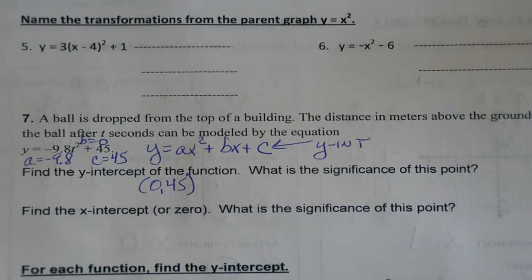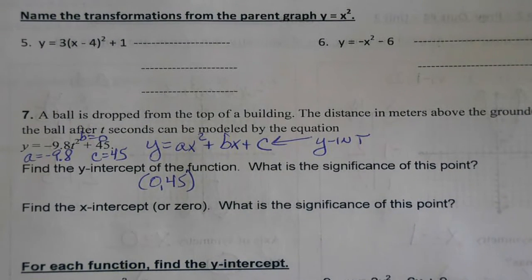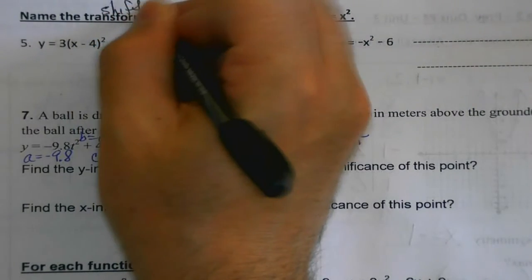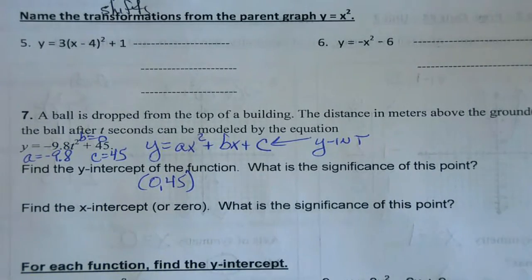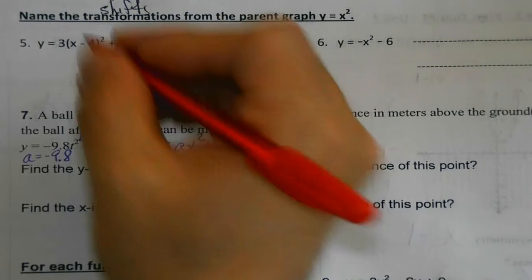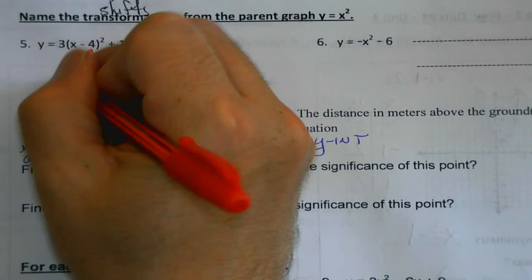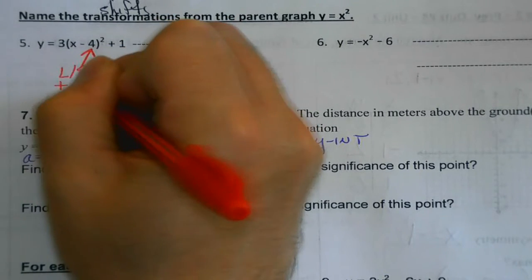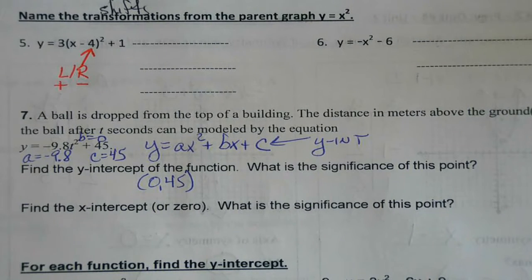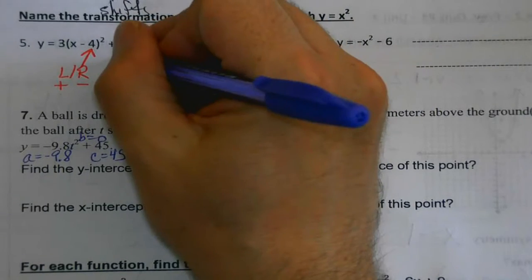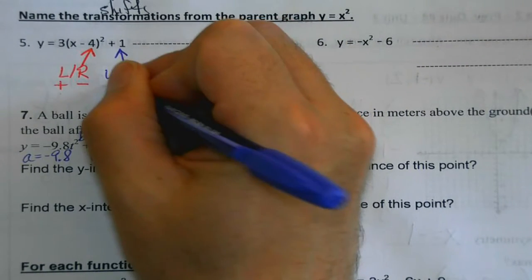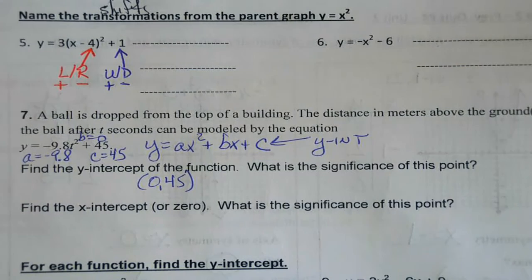All right, name the transformations from the parent graph. Transformations. Shifts, you know, left, right, up, down, stretch, flip, any of those things. So just a couple of reminders as we're doing this. Again, any values inside the parentheses, that's my left and right, but it's the opposite of what we might think. Because again, it's x minus or x opposite of h. The plus 1 is my up and down, but that actually is what we would think. The up is plus and the down is minus.